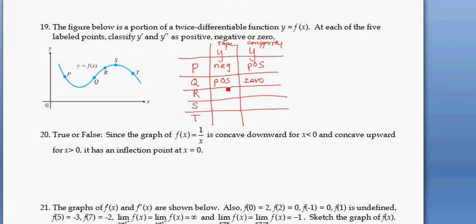For R, still increasing, so positive, and as I just said, concave down, so that one's going to be negative. And for S, now we're no longer increasing or decreasing. We're at this local maximum, so we know that at the local maximum, that derivative is going to be 0. And the concavity, well, it's concave down, right? So that is still negative, second derivative. And finally, for T, we're decreasing, so the slope is negative, and also concave down, so also negative.